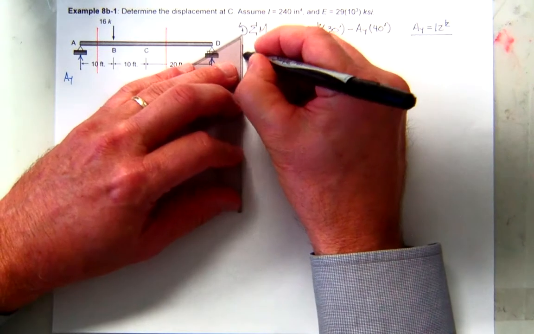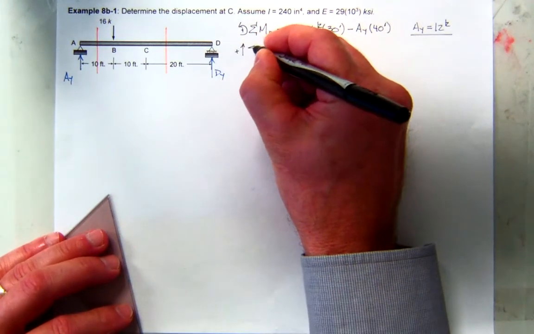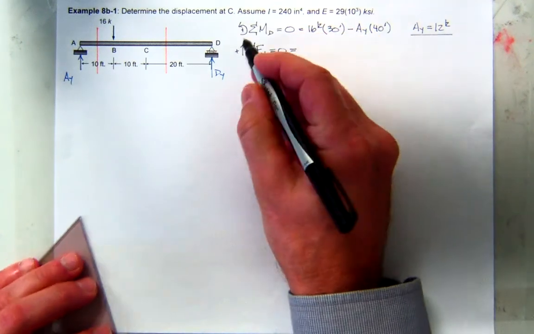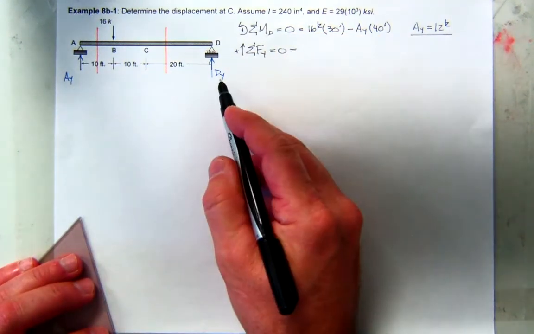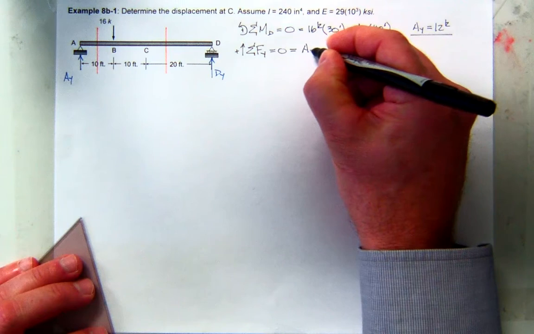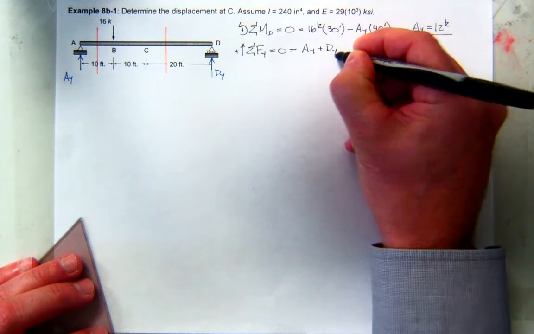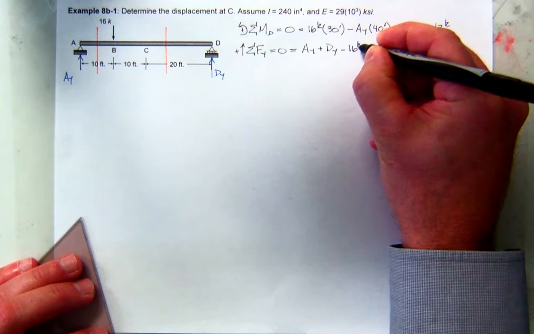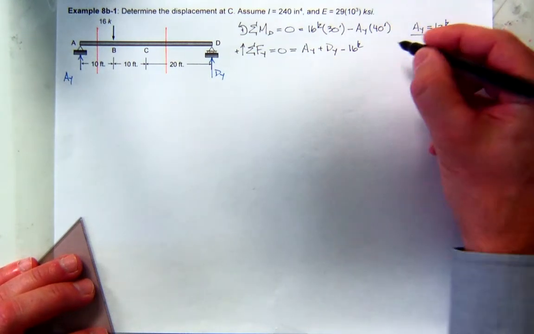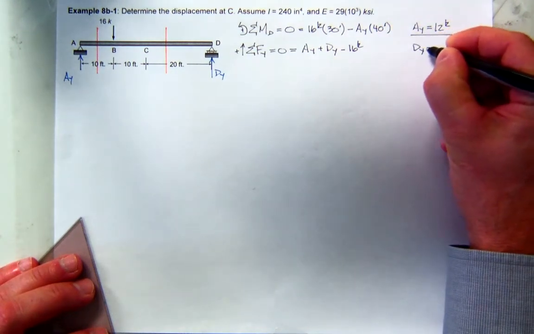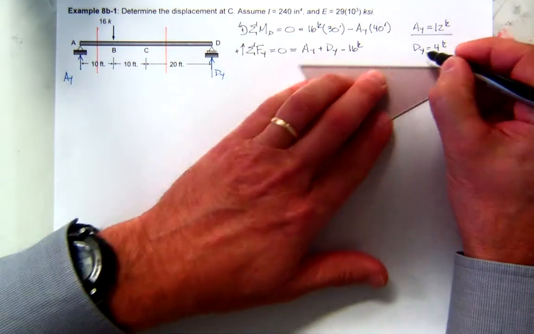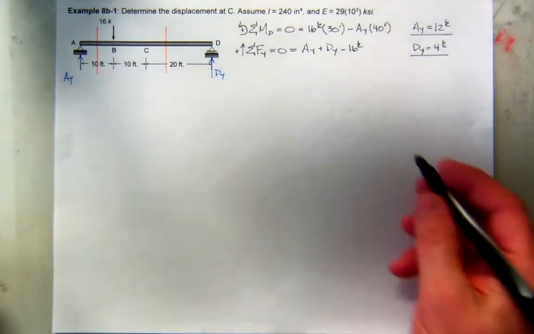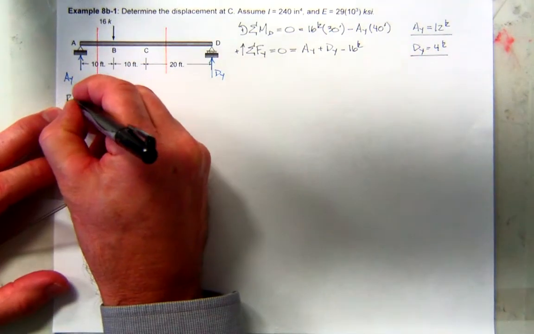And then it's pretty easy to then sum forces in the y direction. It's a pretty simple problem. So I'm going to assume up is positive. So both AY and DY act up. So that's AY plus DY. And then my 16 kips is down. That'll be negative. But I have AY. When you plug that in there, it looks like DY is 4 kips.